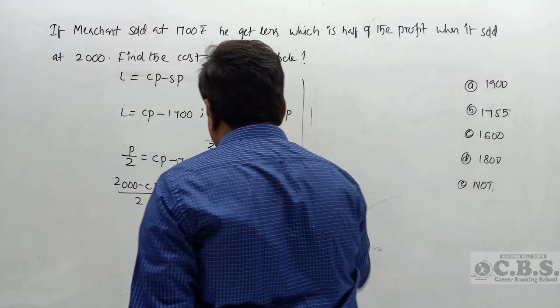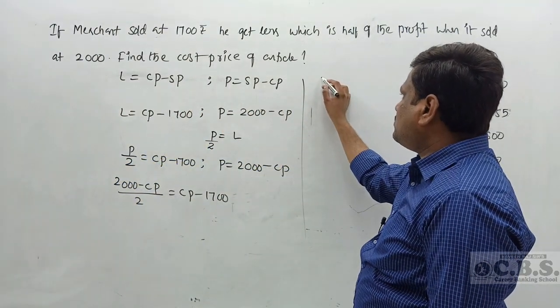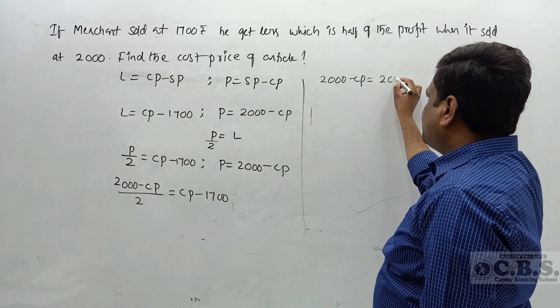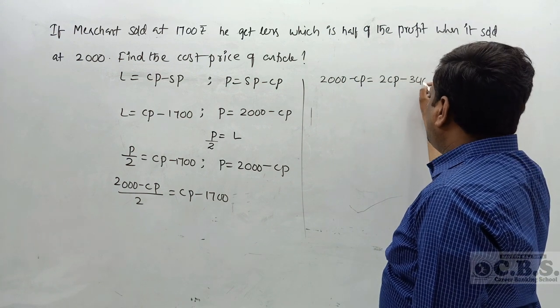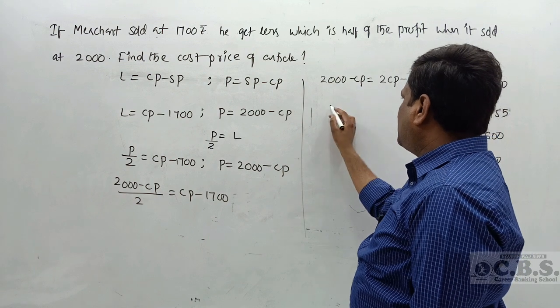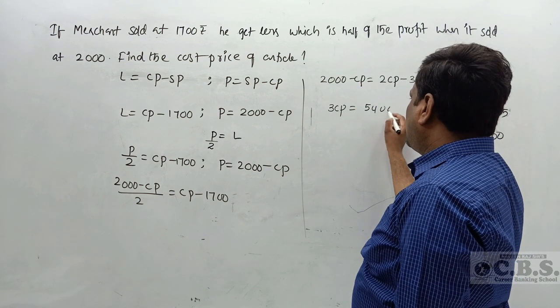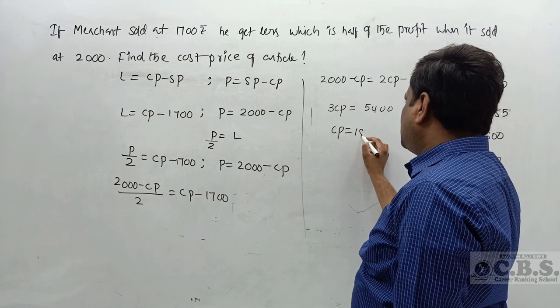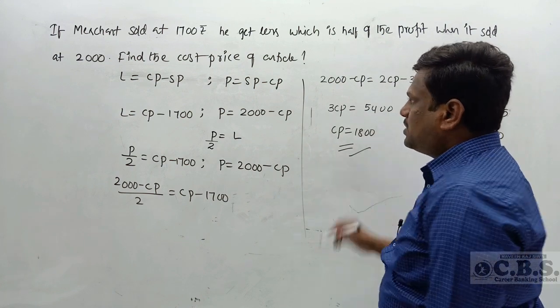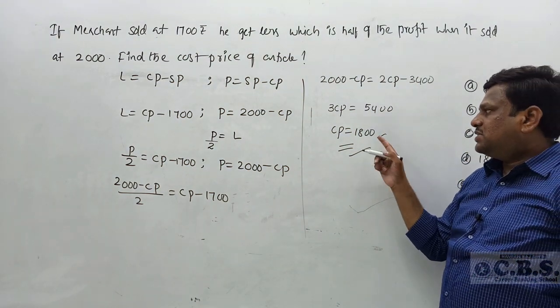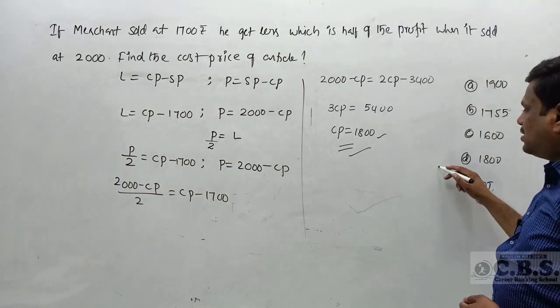Therefore 2000 minus CP is equal to 2 times CP minus 3400. Moving minus CP to the left-hand side, it becomes 3 CP is equal to 5400. Now CP is equal to how much? 1800. What is the cost price of the article? 1800 rupees is the right answer. 5400 divided by 3 gives 1800. So option D is the right answer.